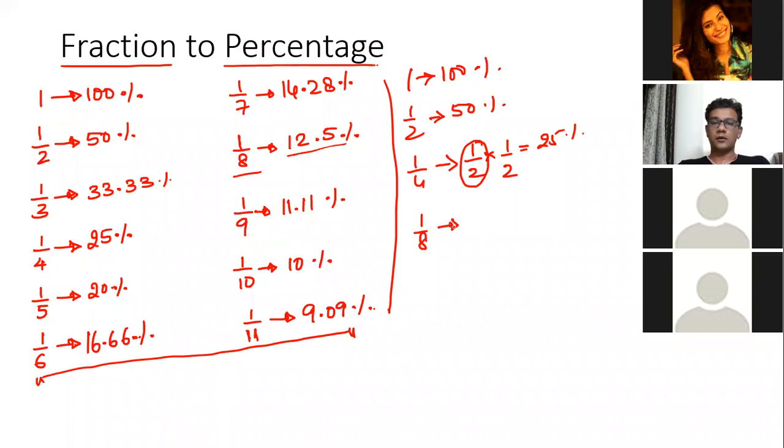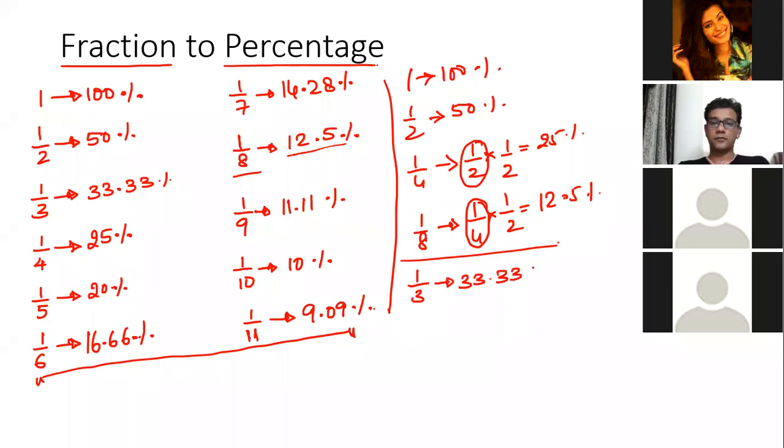What's 1 by 8? 1 by 8 is nothing but 1 by 4 into 1 by 2. And 1 by 4 is 25%. So what is half of 25? 12.5. Okay. So this is how you remember 1 by 2, 1 by 4, 1 by 8. Now, further. What's 1 by 3? 33.33%. So what will be 1 by 6? Half of this. 1 by 6 is half of 1 by 3. So what is half of 33.33? 16.66%. So that's how I remember 1 by 6.